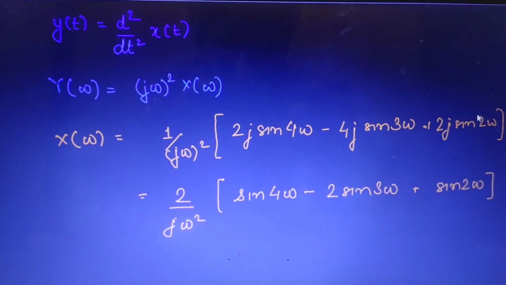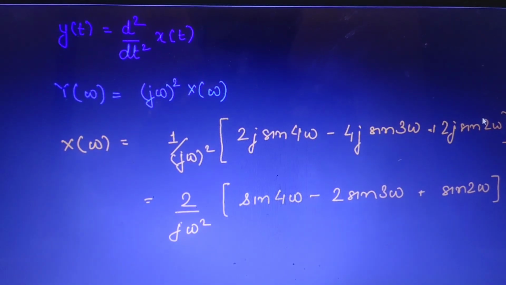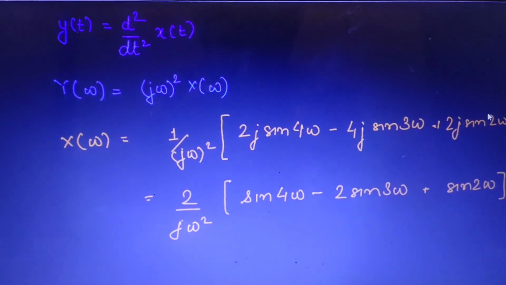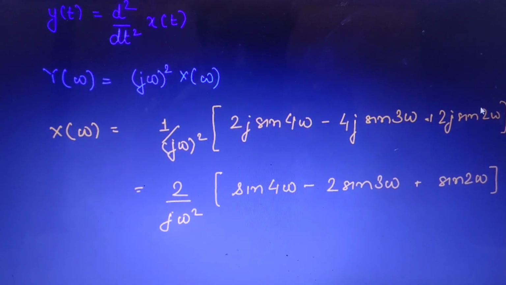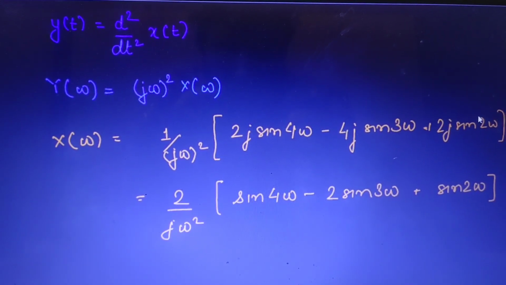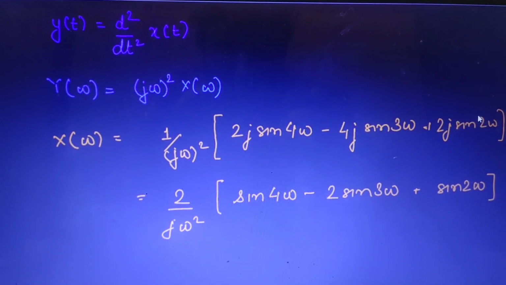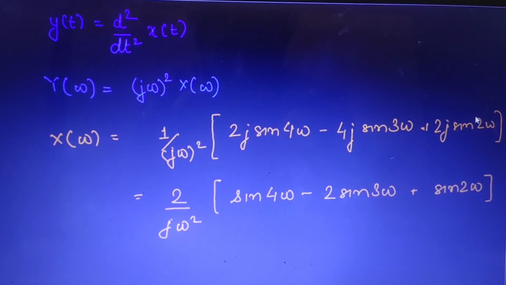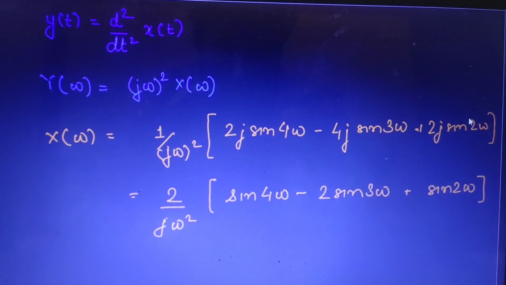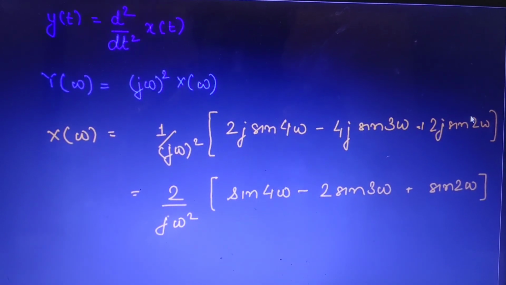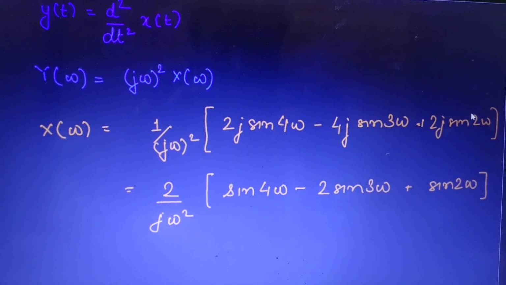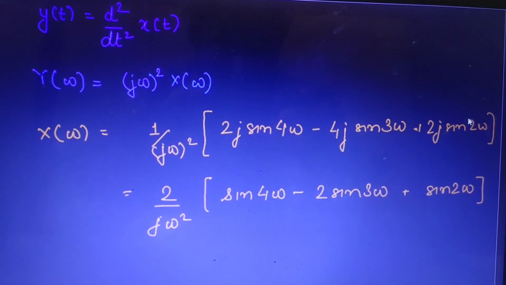Here y of t is written as the double derivative, d squared by dt square of x of t, where y of omega is equal to (j omega) whole square into x of omega. So x of omega is equal to 1 by (j omega) whole square into y of omega. So you will get finally 2 by (j omega) square into (sin 4 omega minus 2 sin 3 omega plus sin 2 omega).